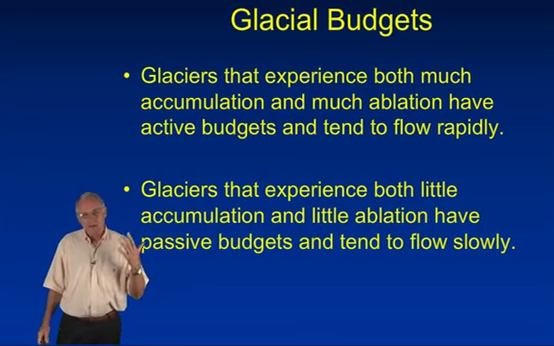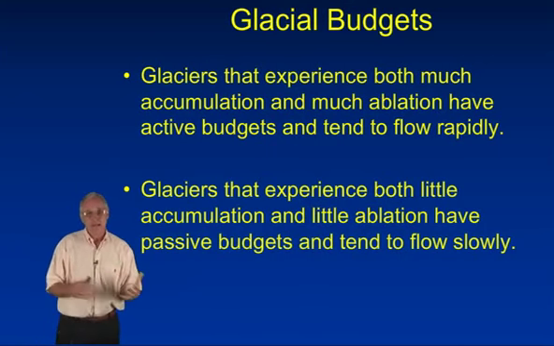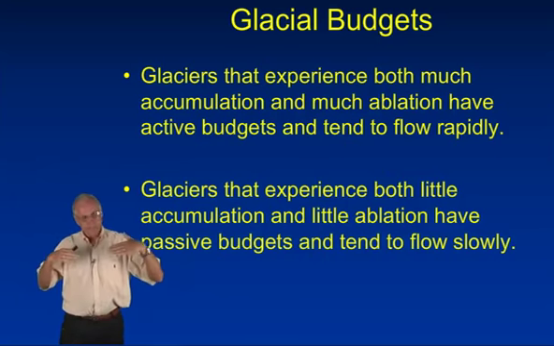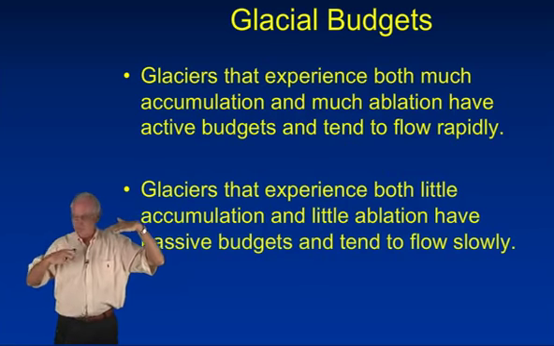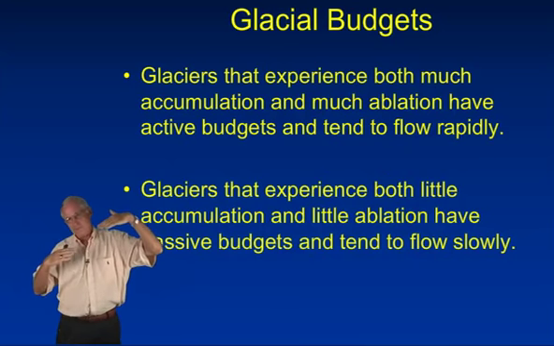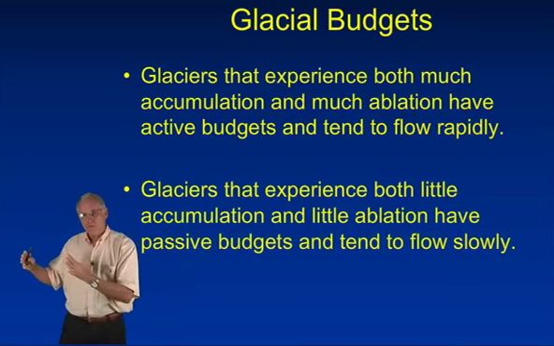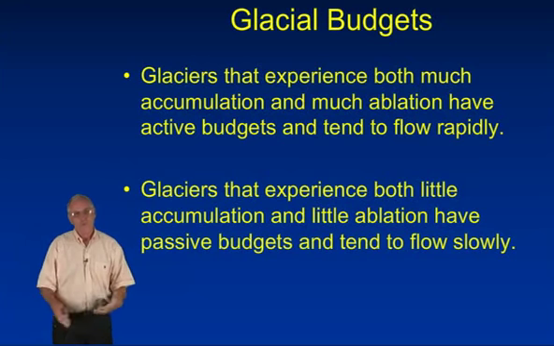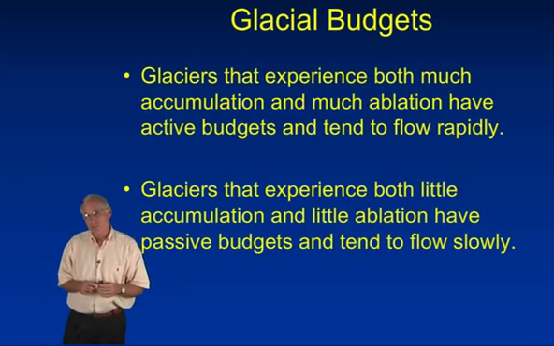Glaciers that experience a lot of accumulation and a lot of ablation have what we call active budgets, a lot of gain, a lot of loss, and they tend to flow rapidly. That's because glaciers that have a lot of accumulation get thicker in the zone of accumulation, while they're getting thinner in the zone of ablation. So the surface slope steepens, and the steeper the slope of the ice is, the faster it flows. We find glaciers with active budgets in the lower latitudes where it's warmer. There's a lot of snow in the winter, but also a lot of ice loss during the summer.